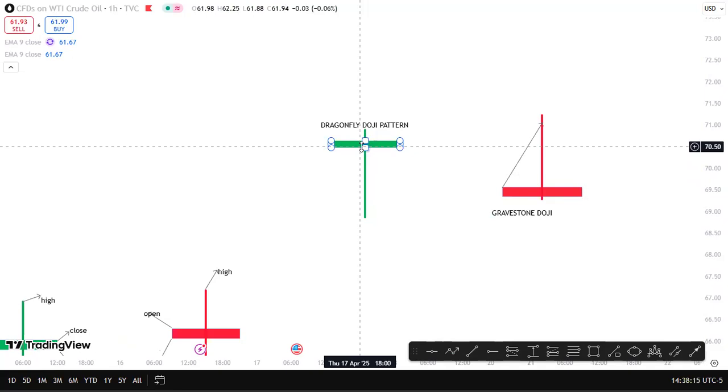But I told you, don't just trade these patterns when you see them in the market. You need to have other confluences, other things that can support you on whether to enter that trade.